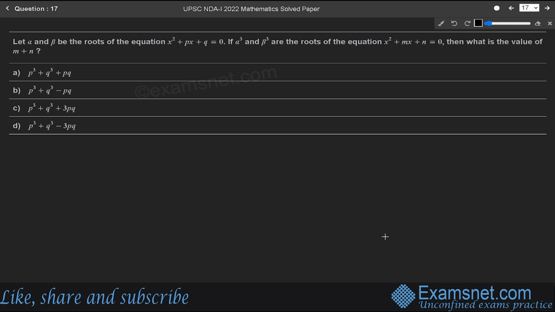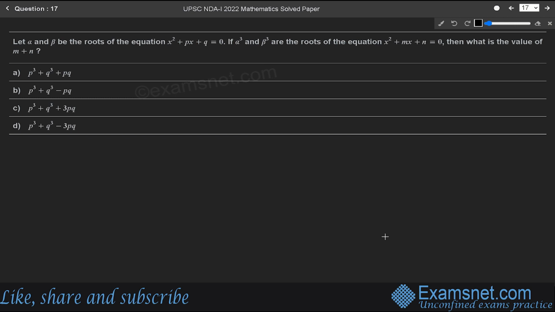Next question is, let alpha and beta be the roots of the equation x square plus px plus q is equal to 0. If alpha cube and beta cube are the roots of the equation x square plus mx plus n is equal to 0, then what is the value of m plus n?